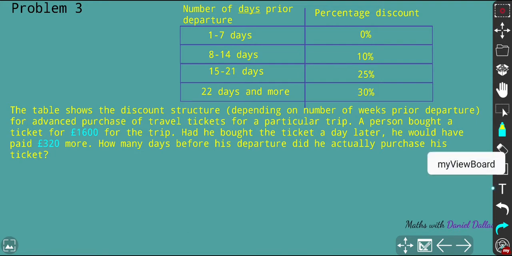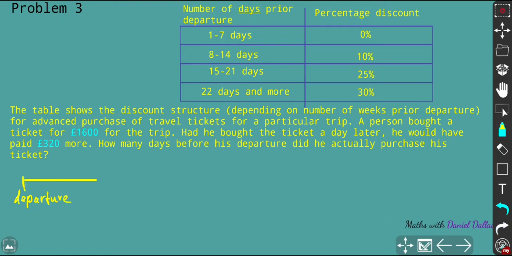Okay, so what I consider is the following. Let's say this is the timeline, and there's a number of days before departure. What I can do is set up the departure day right now. So this instance of time is going to be departure. And here is the number of days before that he actually bought the ticket.